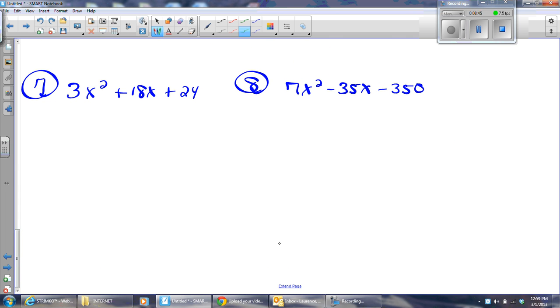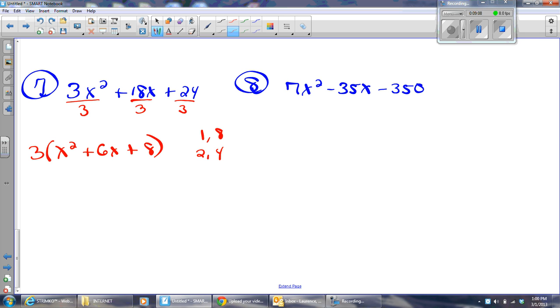All right, here's number 7. Now I got to warn you, these do have GCFs. Make sure you pull them out. So let's see, I think the GCF is going to be 3. So I pull out a 3, being left with x squared plus 6x plus 8. Now I list the factors of 8. I have a smaller number to work with, 2 and 4. There's a plus back here, so I'm going to add. I need to add to get 6. Well, it'll be 2 plus 4.